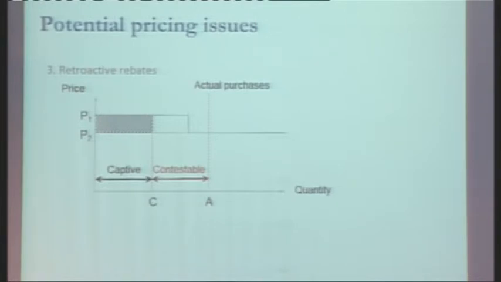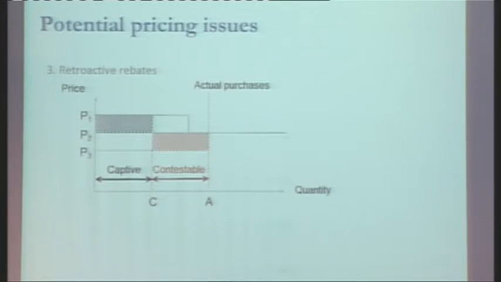So what happens is that the competitor has to somehow compensate the customer for the loss of this discount on the captive sales, which means they have to set a price which is actually below the rebated price. So they have to set this lower price P3 such that there's a benefit on the contestable sales. The price is lower than the price that the dominant firm is charging, and that benefit is shown by the red rectangle, and this red rectangle has to be at least as big as the black rectangle. And in that situation, then the customer might be willing to switch.